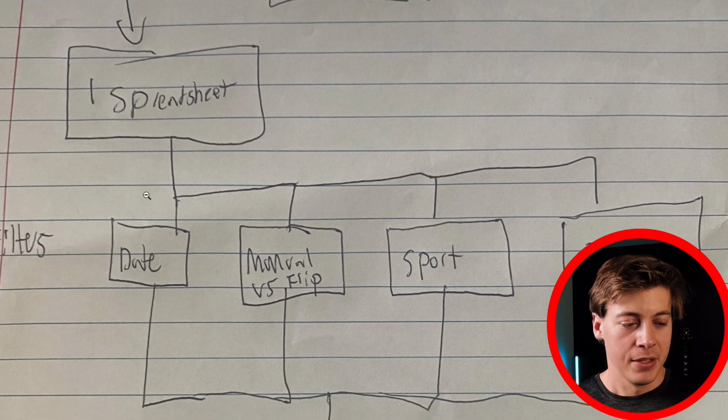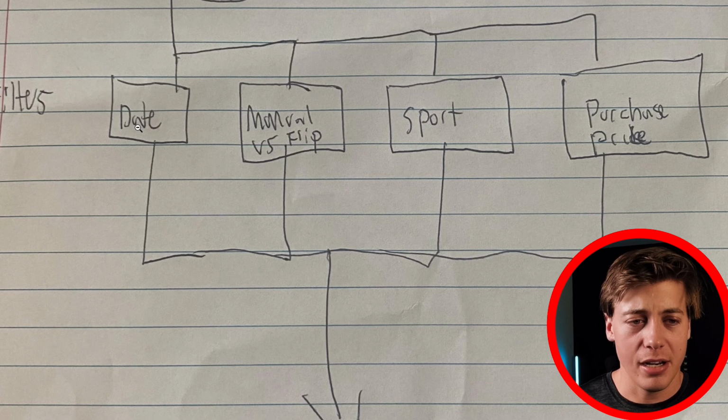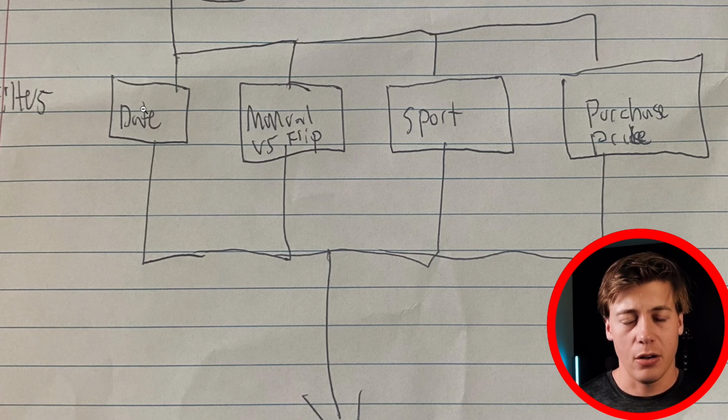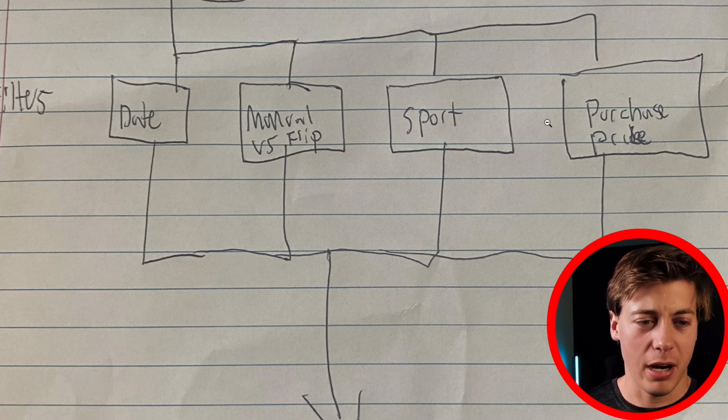We'll merge them together. Next, there are different filters. Originally I put date. I separated date into both purchase date and acquired date, then manual versus flip, sports, and then also the purchase price.